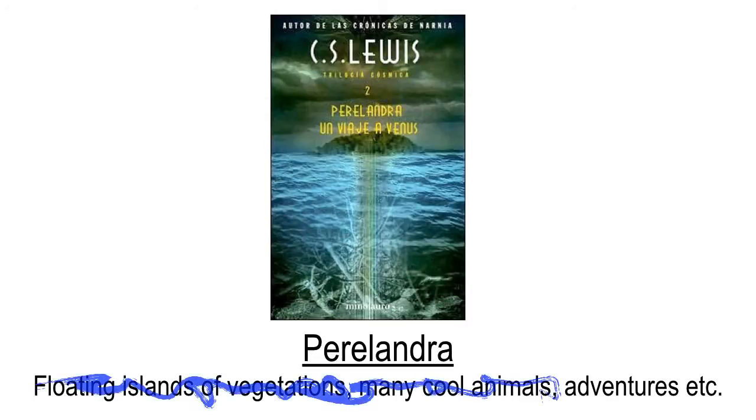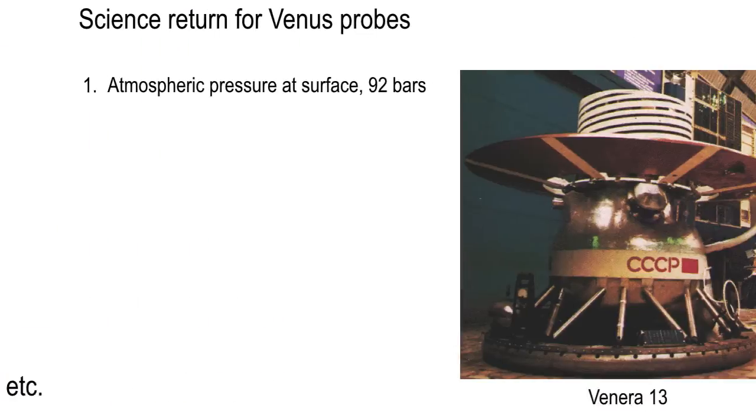But now we know that most of this stuff is out. There's no floating anything. There's not any vegetation. And there's not any animals, we're pretty sure, on Venus. And what I'm about to review with you is how you can tell that none of that is ever going to be possible.